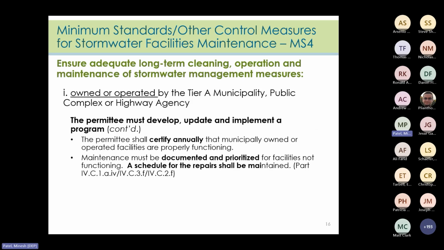Continuing on, the permittee also must certify annually that these facilities are properly functioning. And lastly, improper functioning facilities where repairs were not made must be documented and prioritized, so a schedule must be maintained. The permit citations are in parentheses for the Tier A, public complexes, and the highway agency permits respectively.